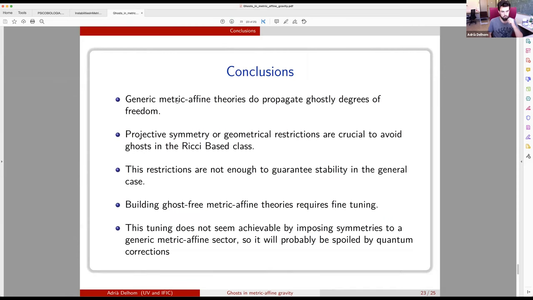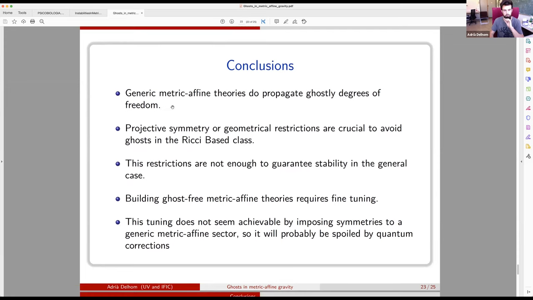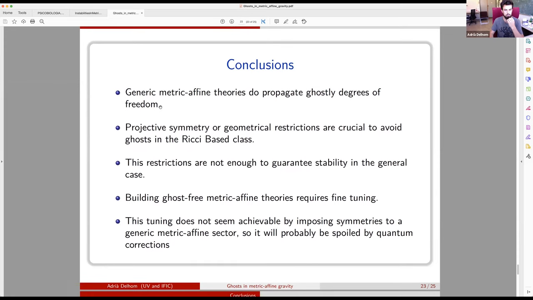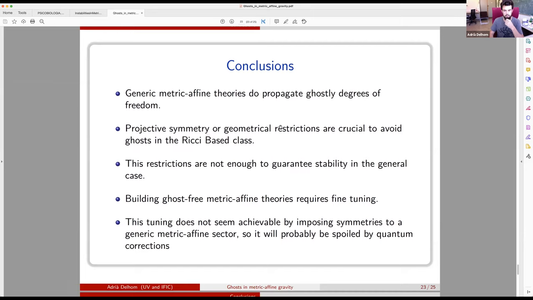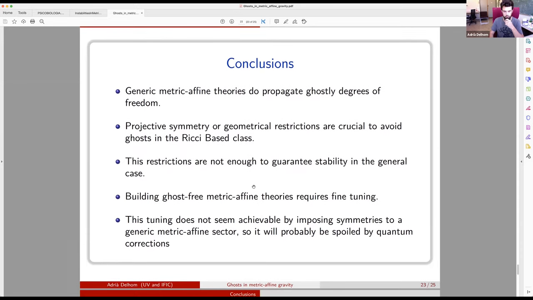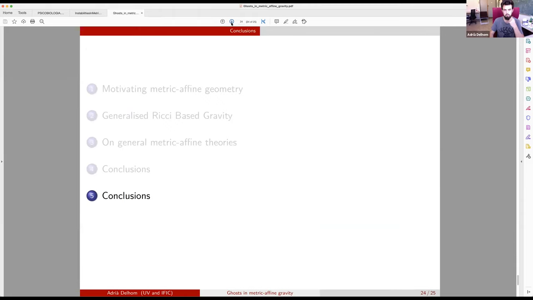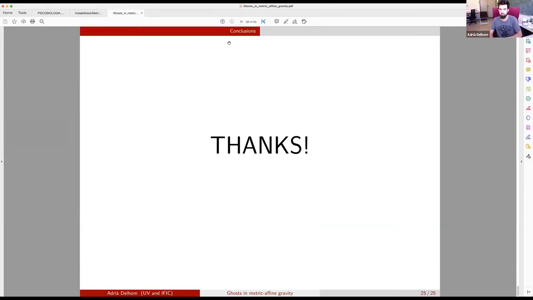Just a quick conclusion would be that generic metric affine theories do propagate ghost degrees of freedom, as opposed to a widespread belief that used to permeate this field. Projective symmetry is necessary to avoid ghost derivative-based couplings, unless one wants to impose geometrical restrictions. The restrictions are not enough to guarantee stability in the general case, of course. For building ghost-free metric affine theories, one needs to fine tune coefficients, but this tuning does not seem to be achievable by imposing symmetries on a general metric affine sector. So it will probably be spoiled by quantum corrections. And this is more or less all that I wanted to tell you. Thank you for listening.